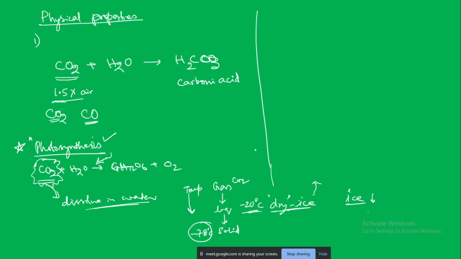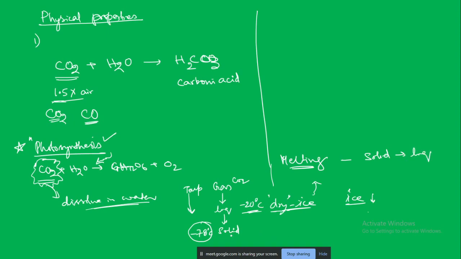Excuse me, sir, if carbon dioxide is dry ice at minus 20 degrees Celsius and snow white solid at minus 78 degrees Celsius, what is the melting point or the freezing point of carbon dioxide? Minus 78 degrees Celsius or minus 20 degrees Celsius? You see, when we say melting point, melting means what is going to change into what? Solid into liquid, correct?